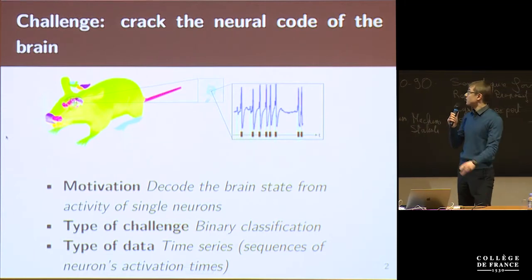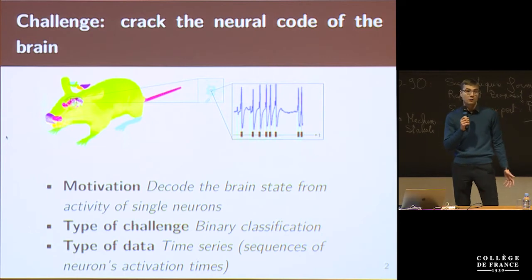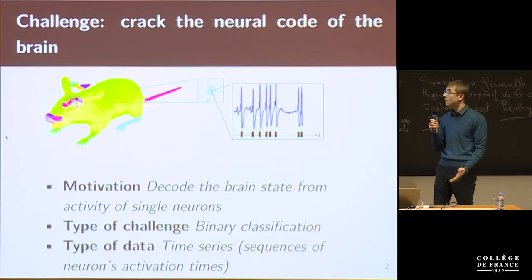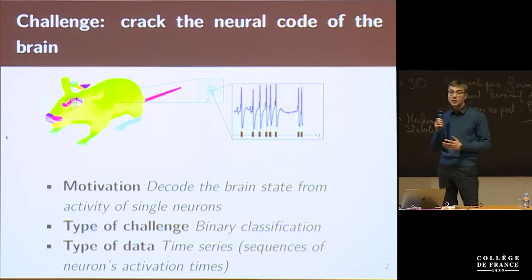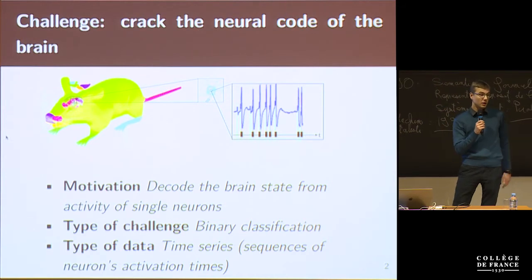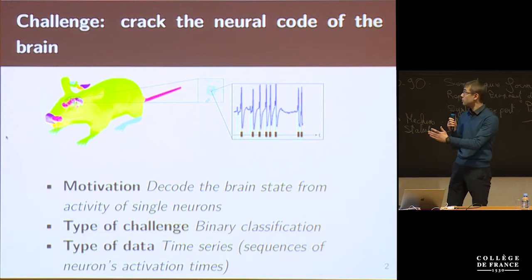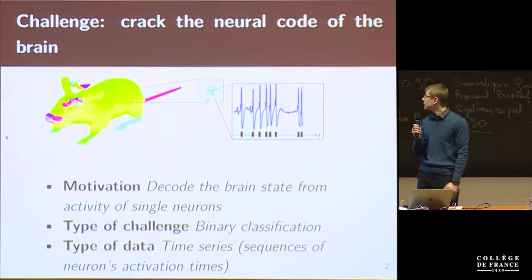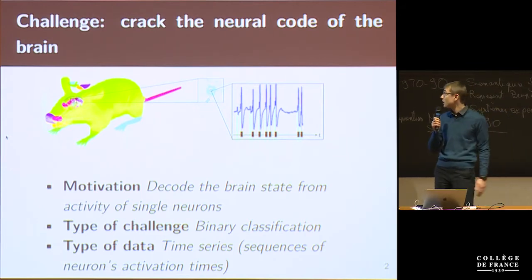Look at this mouse. Can you tell me what it is doing? Of course you can, if you can observe its behavior. But what if you cannot observe its behavior and I'm only showing you a recording from a single neuron in its brain? Can you tell me the state of the brain just by looking at the sequence of activation times of neurons? Well, it's a difficult problem, and it's what this challenge is about.